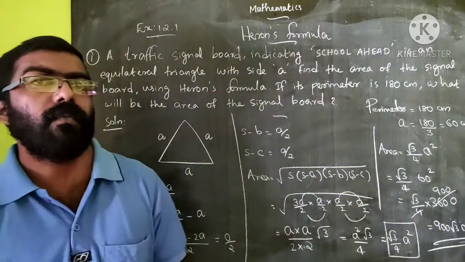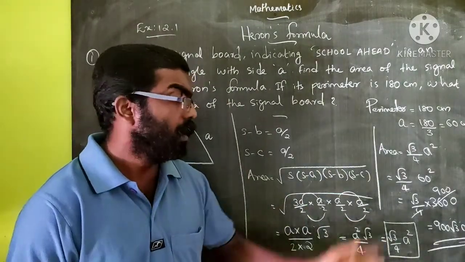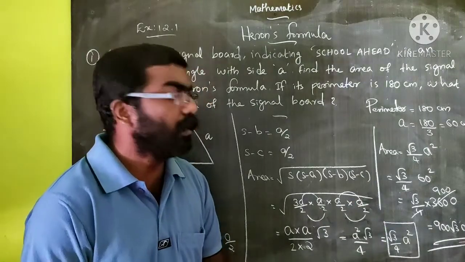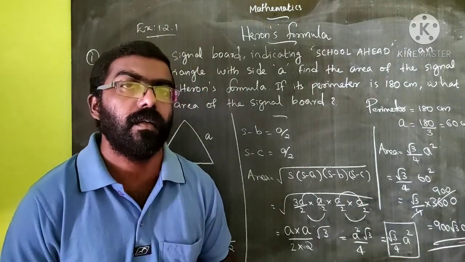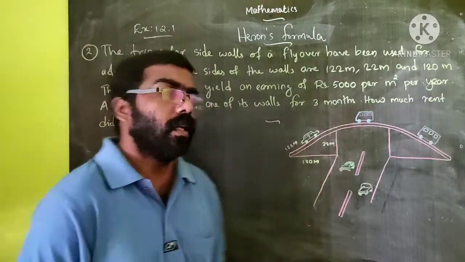Okay, the area of the signal board with the perimeter 180 centimeter is how much? 900 root 3 centimeter square. Clear? Now we move on to the next question.